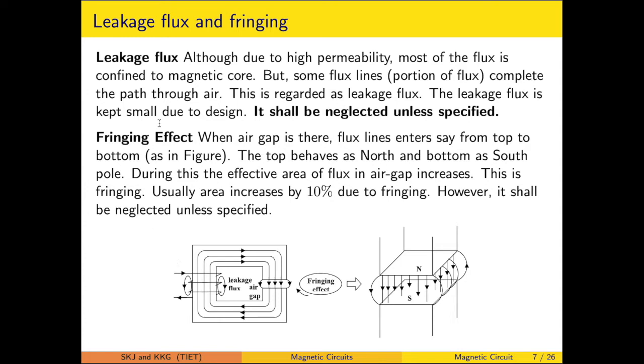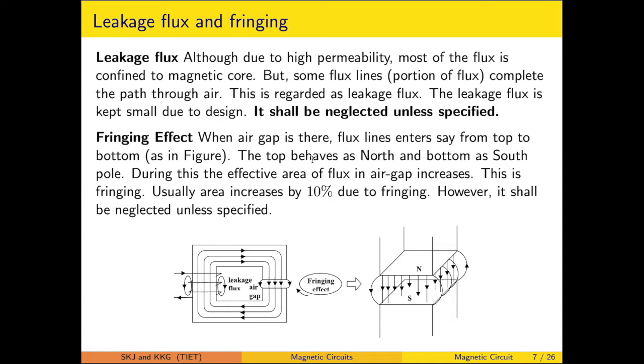Now there is a leakage flux, there is a fringing effect as well. So how this leakage flux has to be understood first. This is a coil which is supplied by a current I, which is resulting in the lines of flux. Now not all of the flux lines are confined to the core, but some of the flux lines are linking through the air. Those flux lines linking through the air are regarded as the leakage flux.